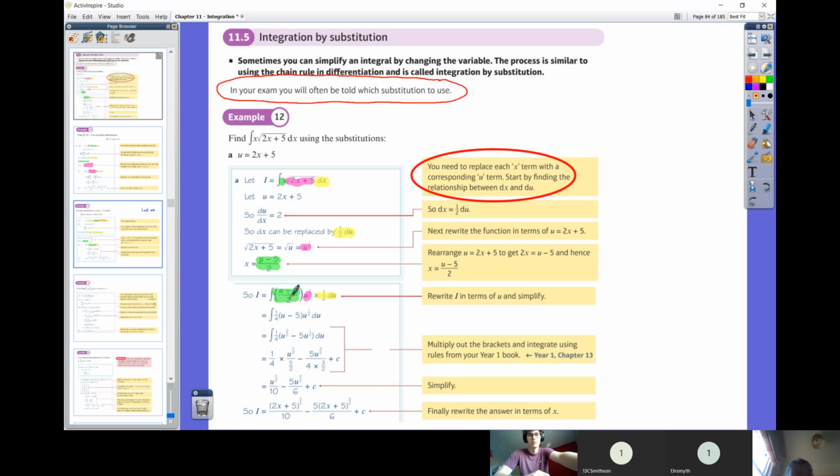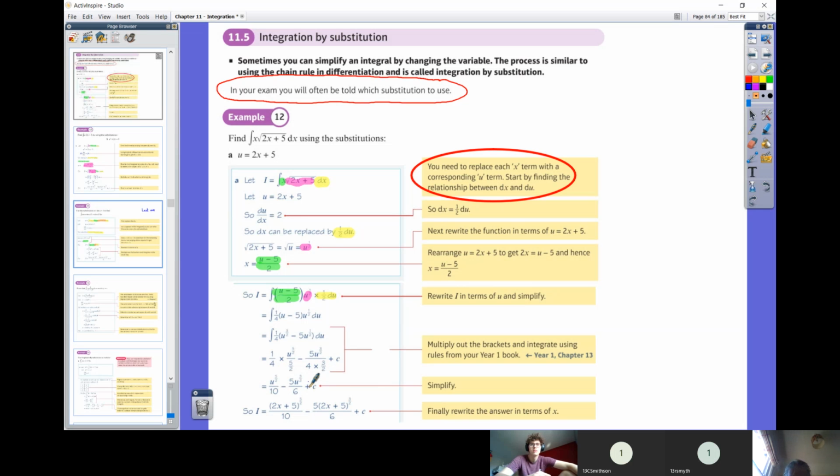Now, following through the algebra: we've got a half here and a half here, and half times a half is a quarter. So we're left with a quarter of this, and then multiply by the u to the half. We get this here, and then we can just integrate that with respect to u: adding 1 to the power and dividing by the new power. This is easy to integrate, whereas at the beginning the x version was not easy to integrate.